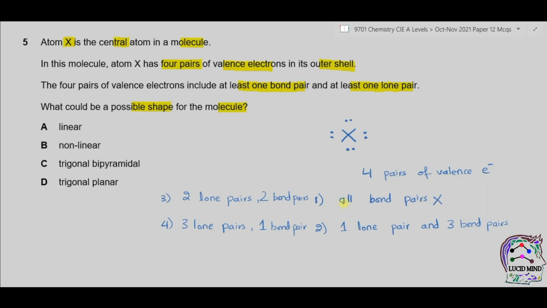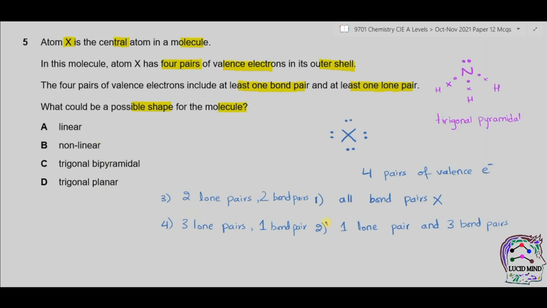First one is incorrect, as we must have at least one lone pair and one bond pair. For the second one, we have one lone pair and 3 bond pairs. This is possible in ammonia, as ammonia has one lone pair and there are 3 bond pairs that are bonded to 3 hydrogen atoms. Now the structure of ammonia is trigonal pyramidal. There is no such option given here.